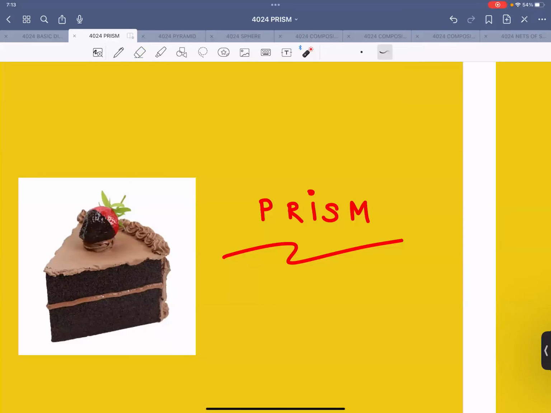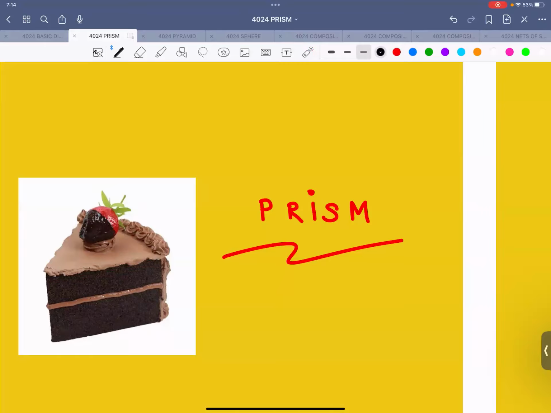Let's start with the concept of 3D figures, which are a prism, something like this piece of cake. Now, why is it a prism? What defines a prism? A prism has a cross-sectional area which remains the same throughout the figure. Now, this shape over here is the same shape at the end. Naturally, we cannot see it because we cannot see the other side.